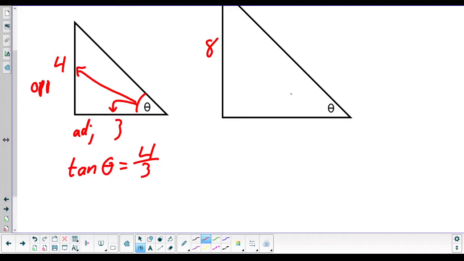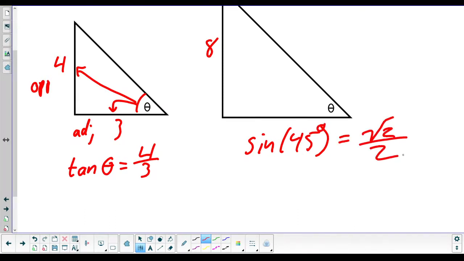Now, recall when we learned the unit circle and all that stuff. If I ask you what is sine of 45 degrees, this is a constant value. This is radical 2 over 2. It doesn't matter what triangle you're looking at. This is always the same value. If you look at cosine of 30 degrees, this is always going to be radical 3 over 2.